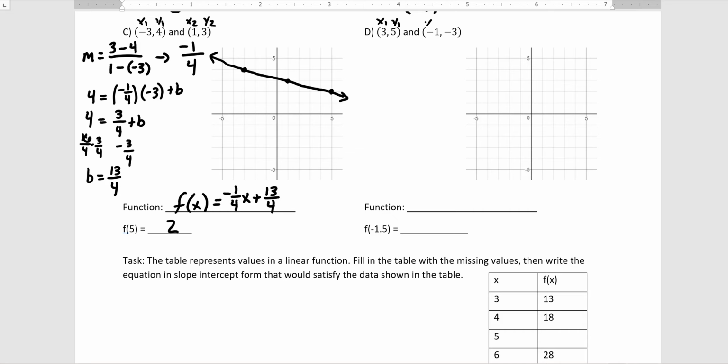All right. Looking at letter D. x1, y1, x2, y2. Let's find this slope here. So we'll say m equals y2, negative 3 minus y1, 5 over x2, negative 1 minus x1, 3. Negative 3 minus 5 is negative 8. Negative 1 minus 3 is negative 4. And that would simplify to negative 8 divided by negative 4 is just 2. So let's plot these points. We have negative 1, negative 3. We have 3, 5.